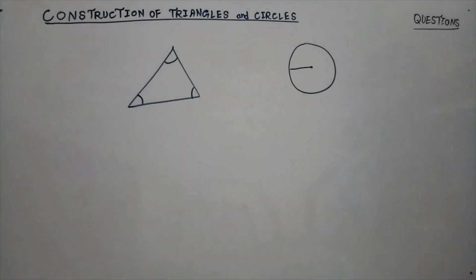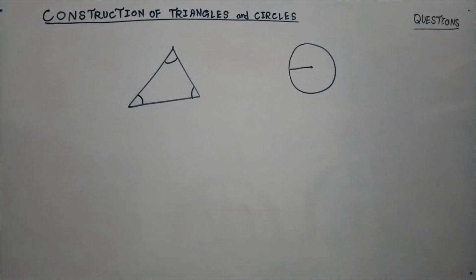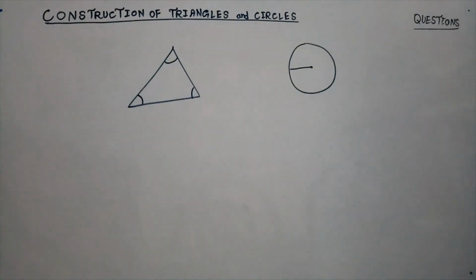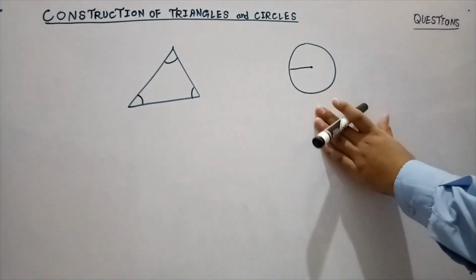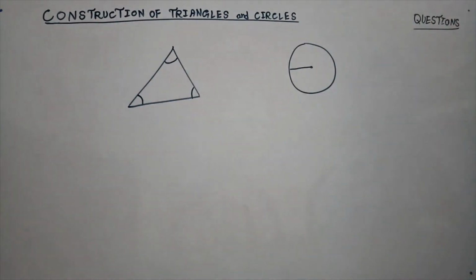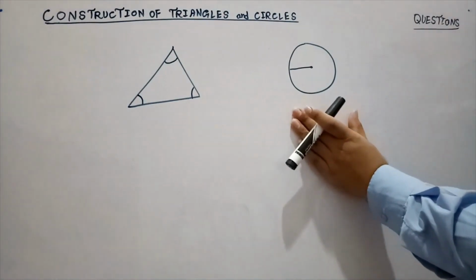Hey guys, what's up? Topic of this video is construction of triangles and circles. In this, we are given the data, meaning the side lengths of a triangle and angles of a triangle, and here we are given the radius or diameter of a circle. So by using the data we have to construct triangles and circles.